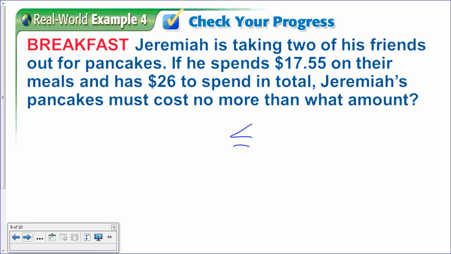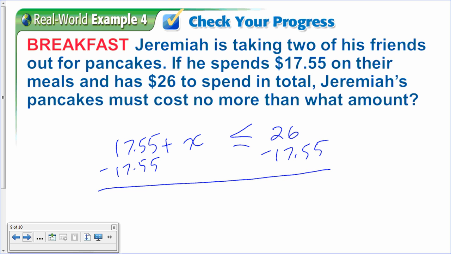Okay, so he can't spend any more than what? $26 total. Okay, so what was his meal? 17.55. Plus X. Okay, so plus X, right? You were right. Okay, so tell me, what do I need to do? Minus 17.55. $8.45. Yeah.